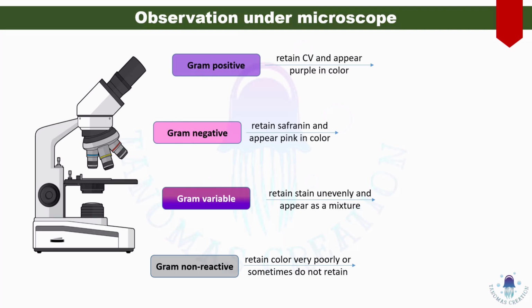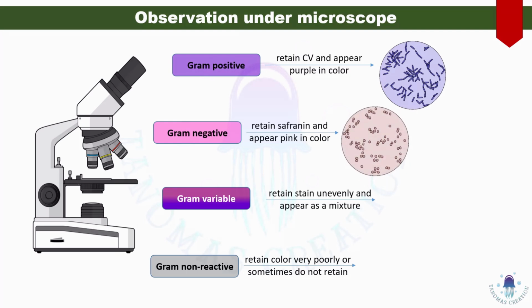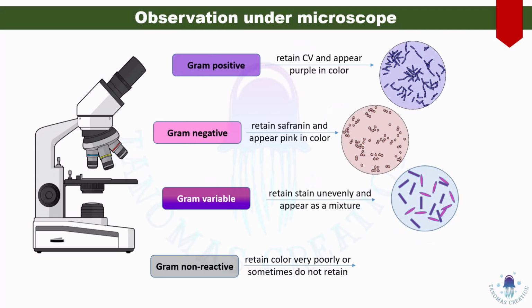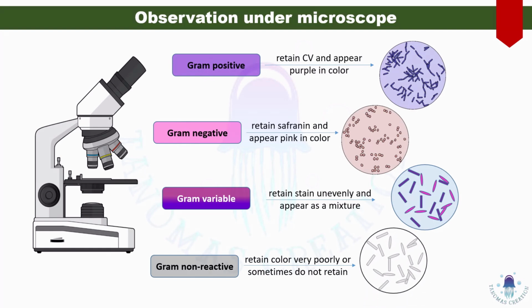So observation under microscope. Gram-positive bacteria will retain the CV, that is crystal violet, and appear purple in color, somewhat like this. Gram-negative bacteria will retain safranin and appear pink in color, like shown in this picture. Gram-variable bacteria will retain the stain unevenly and appear as a mixture of color, like shown in this picture, purple and pink. So, two types of color we can see in gram-variable. Gram non-reactive bacteria retain the color very poorly, or sometimes they do not even retain color, so they appear transparent in color.